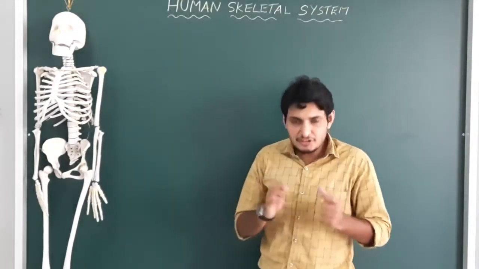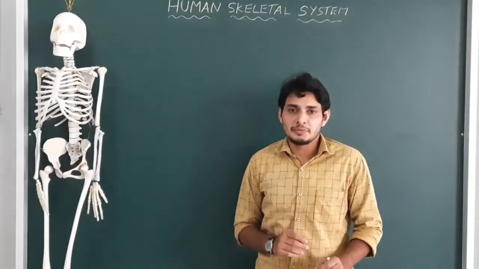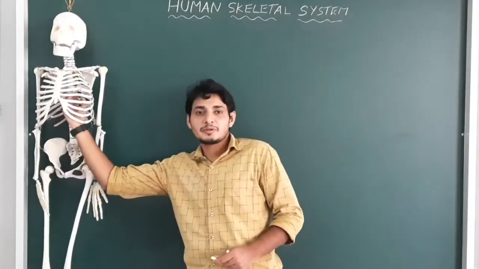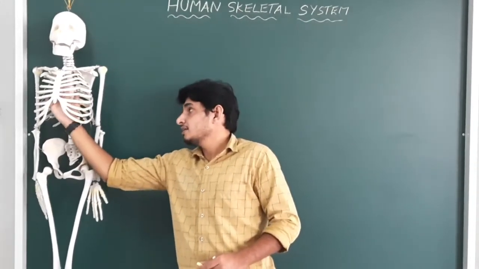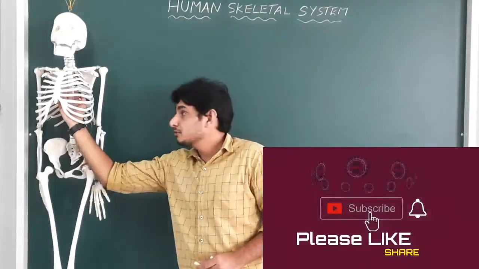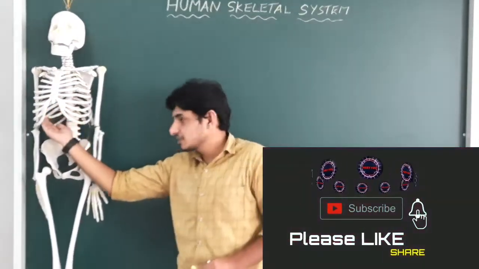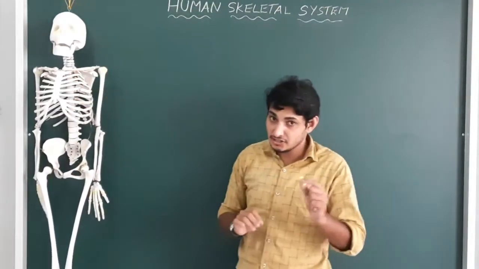So the first question is, what is the function of skeleton in human body? Obviously, we know that the vital organs are present within this structure. For example, this is the thorax region and this is called the rib cage, and here we see the heart and even the lungs, and somewhere else here the liver is present. Obviously it gives protection to the vital organs. That is the number one function.